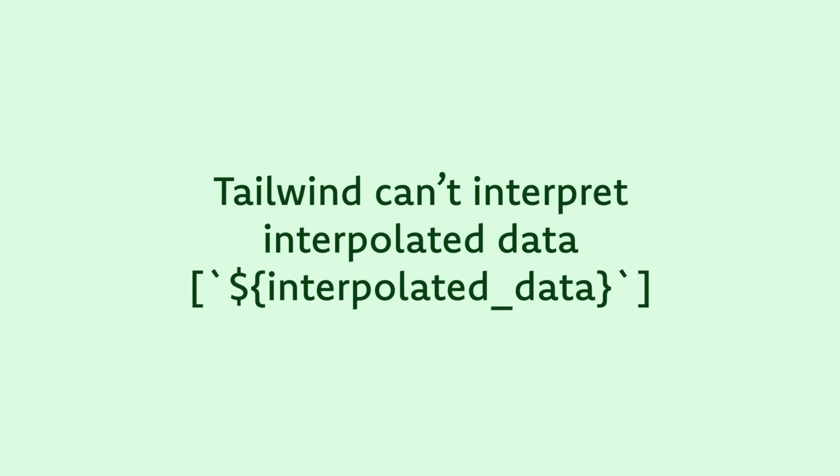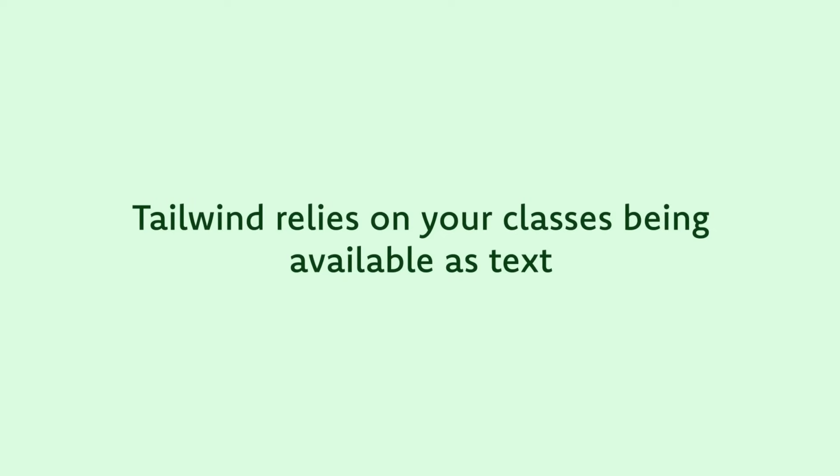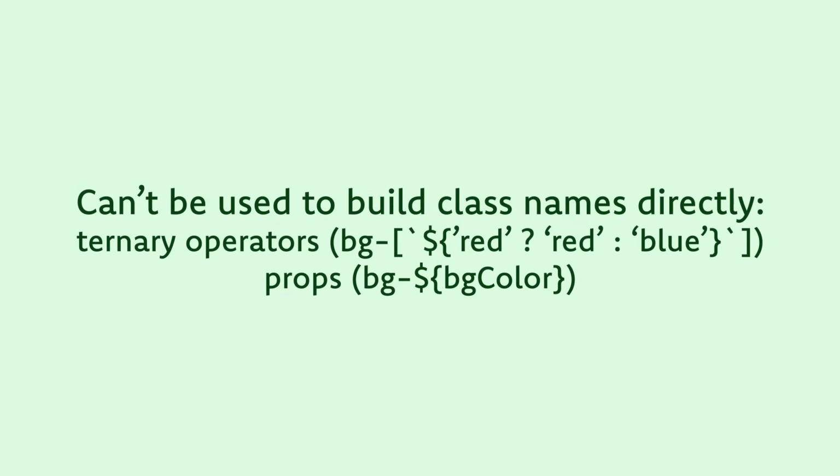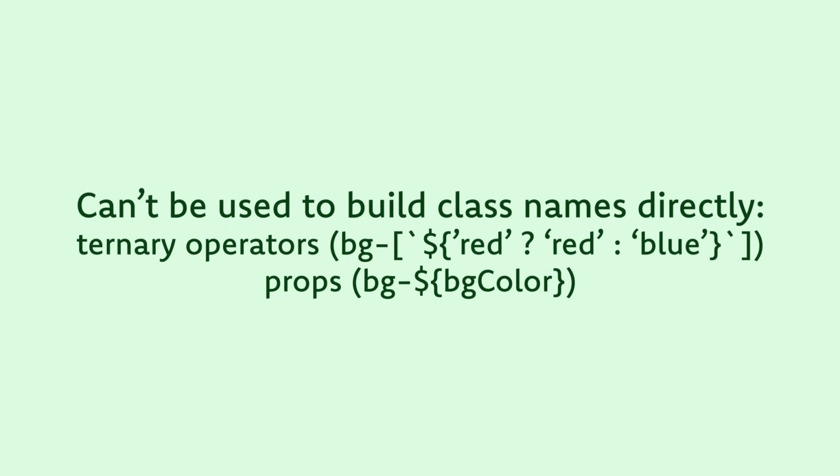The reason this doesn't work is because Tailwind works by scanning your project first for utility classes. Then it generates all the necessary CSS on the classes you've actually used. This process ensures that your CSS doesn't take up any more space than it needs to and makes arbitrary values possible. However, this process relies on the classes being available as text when your files are scanned. So this means you can't construct class names dynamically using ternary operators, and you can't use props to build class names directly. So what can you do?